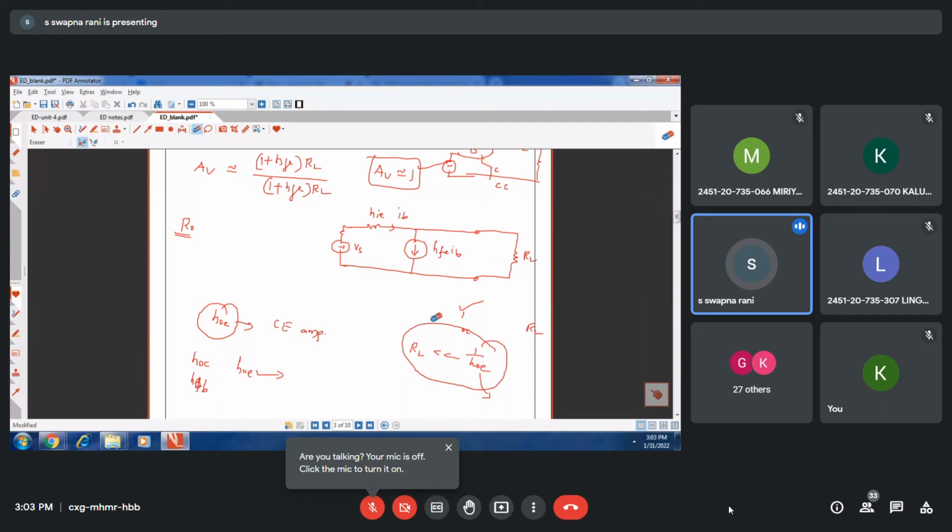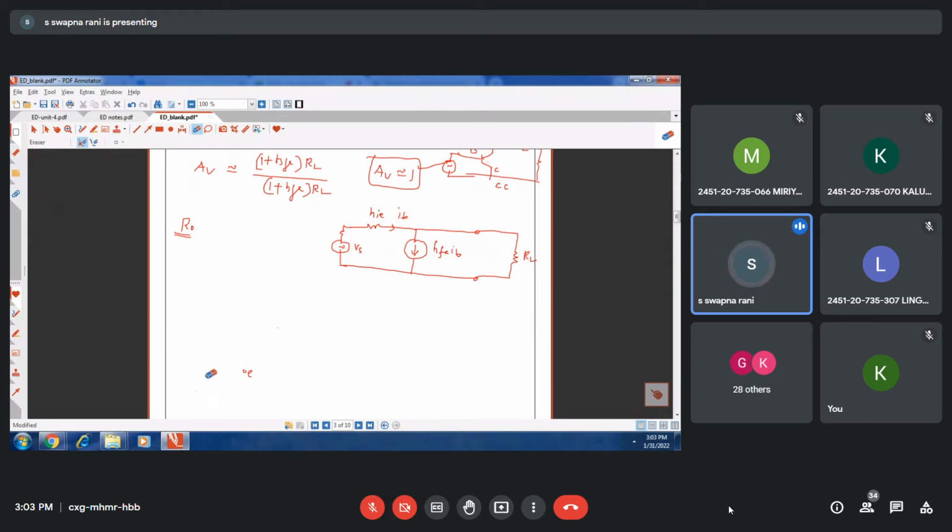So what can R not be, tell me now. R not is nothing but the output impedance with RL disconnected. Two types of output resistances we were talking about: one without taking RL, and the other considering RL. So R not, what will it be? We have already seen this kind of condition previously. So what will be R not? Can anyone tell?